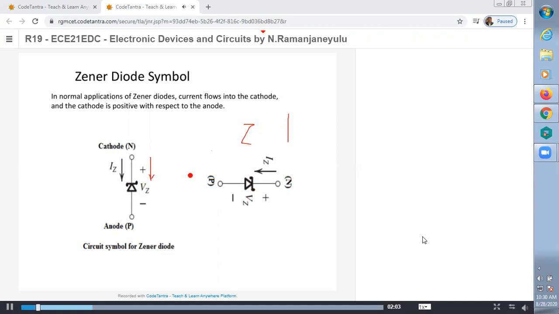Right? Okay, this is about the symbol, and the current always goes from cathode to anode. Remember this one. Whereas in a normal PN junction diode it is always from P to N, here in the Zener diode, in reverse bias, it will flow from N to P.